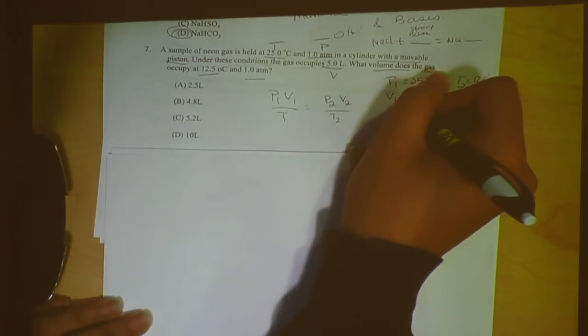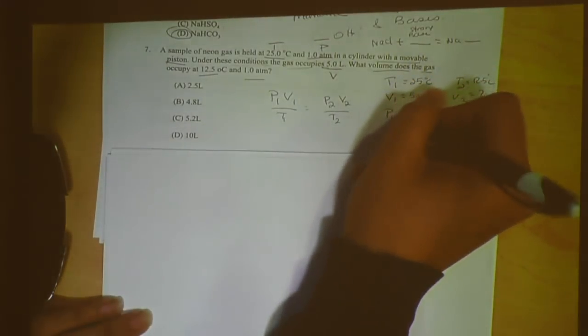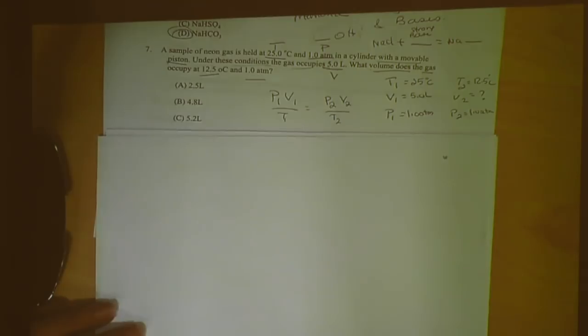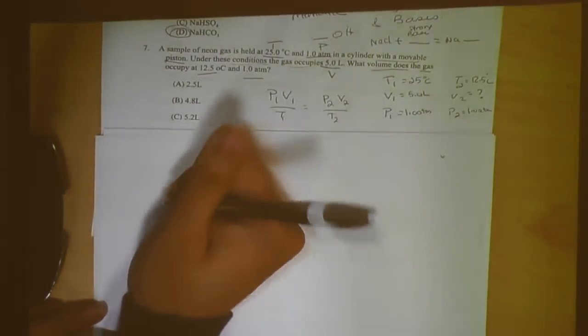So they give you T1 at 25 degrees Celsius, and they give you T2 at 12.5 degrees Celsius. They give you V1 at 5 liters. They need V2 because it says what volume, so we are solving for V2. And they give you P1 at 1 atmospheric pressure and P2 also at 1 atmospheric pressure. So you have 2 conditions with 1 missing variable. So this is what you do.